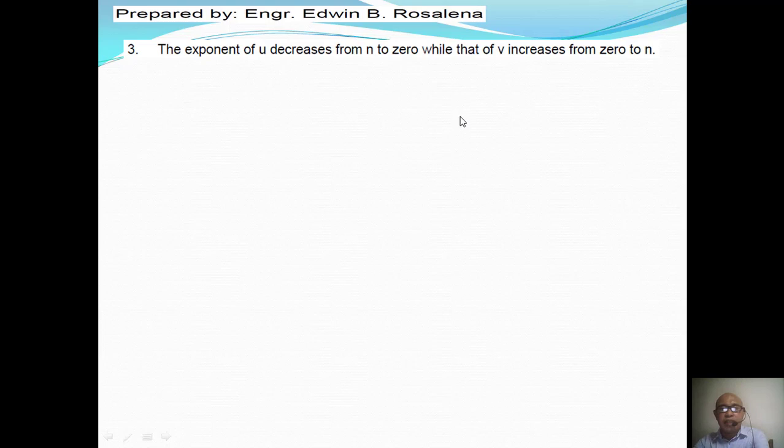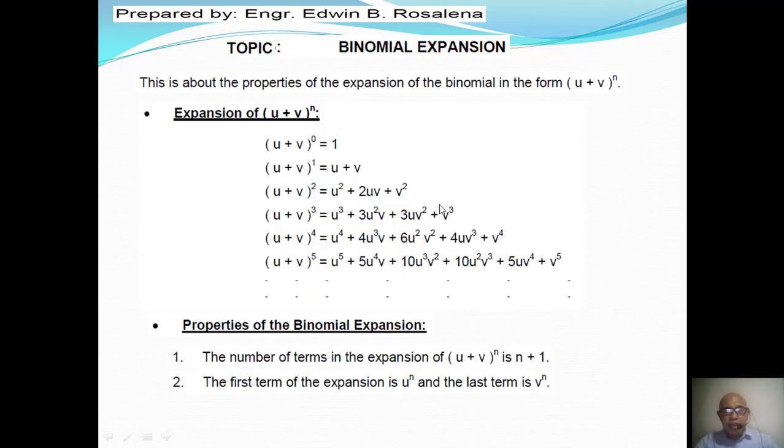Let us check. Take u plus v to the power 5. The first term is u to the power 5. Then the exponents of u will decrease. Power 5, power 4, power 3, power 2, power 1. Then here, there is no u, meaning the exponent of u here is 0. So, 5, 4, 3, 2, 1, 0.